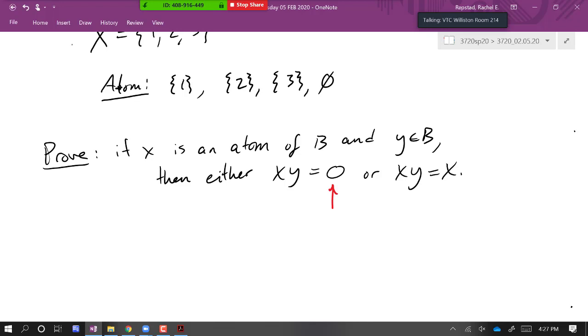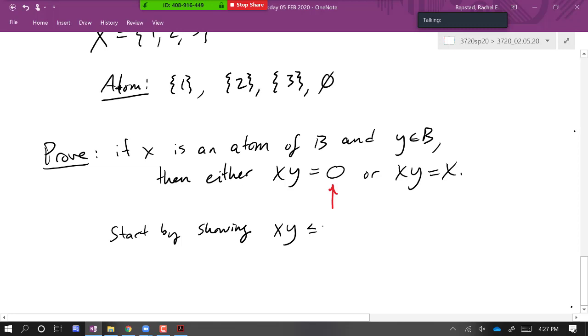I think you might want to start this by showing that the element xy, you know, if x is in B and y is in B, then xy is in B because it's closed under times. I think you're going to start by showing that xy is related to x. Don't state it, establish it. I think it starts with something like that.